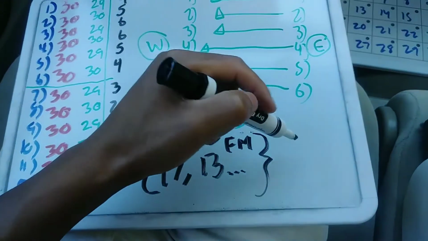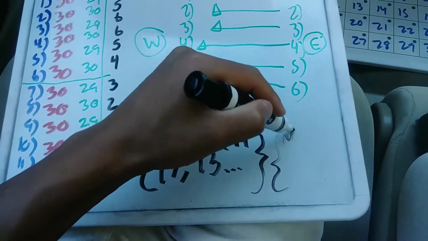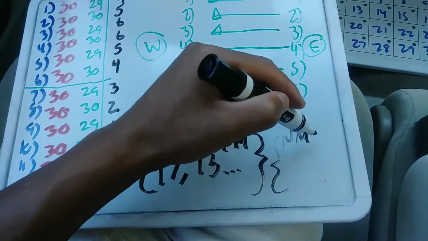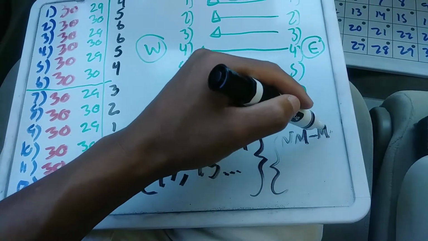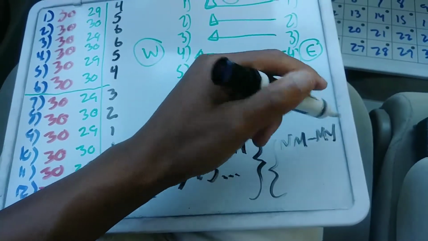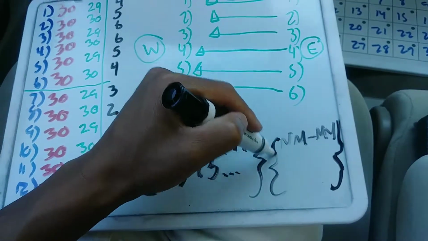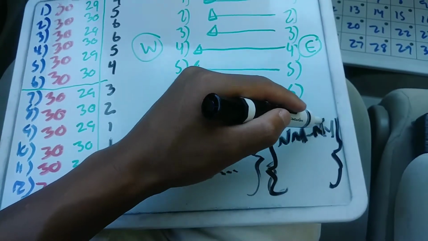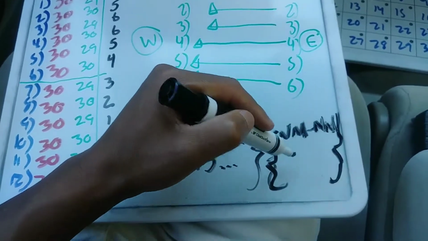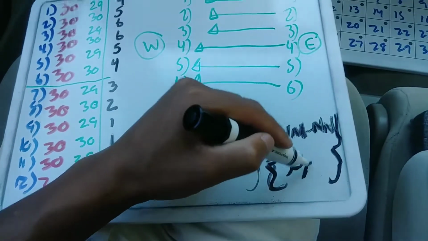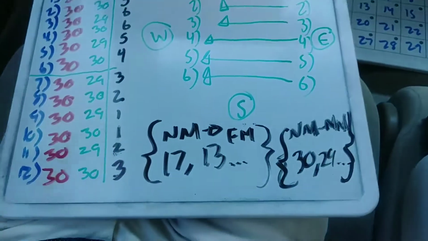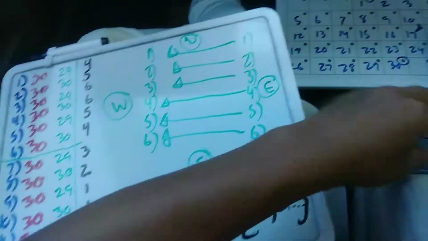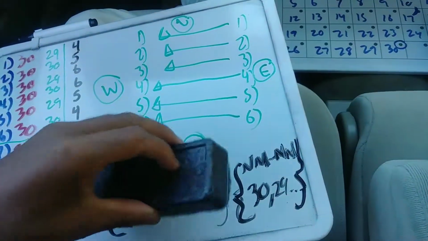And if we went from, oh man, new moon to new moon, sorry guys, the pattern would be 30, 29. All right, you guys can chart this out for yourselves.